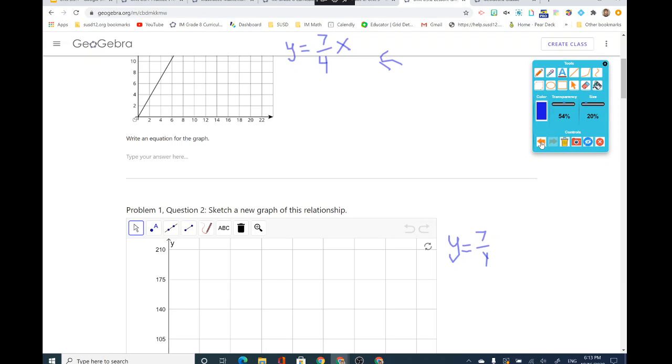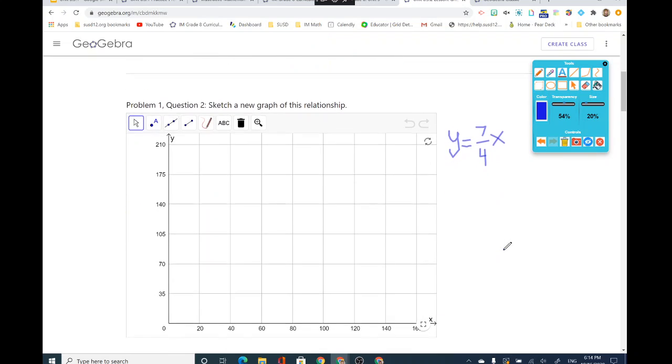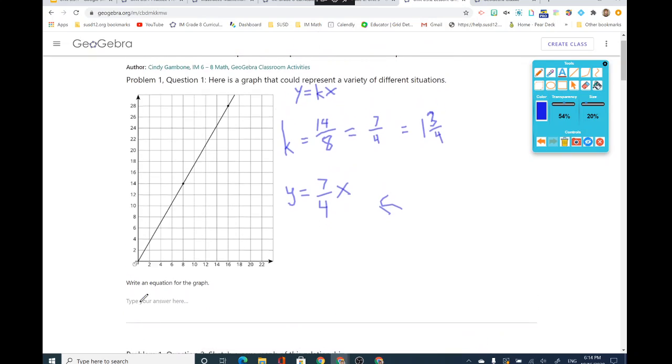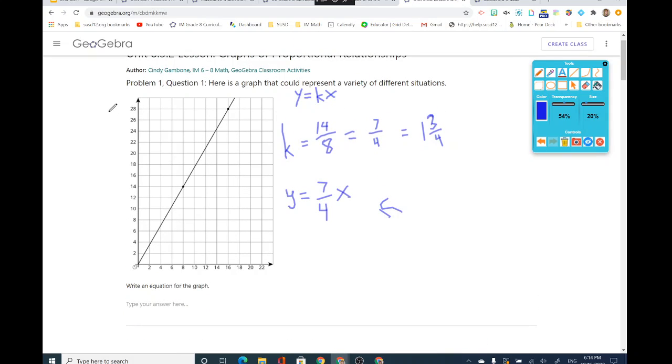My pen tablet doesn't work very well. Let me write that again. There, y equals 7/4 times x. Okay, sketch a new graph of this relationship. Look at the scale. The scale has changed. Previously, the y-axis went from 0 to 28, and the x-axis went from 0 to 22.